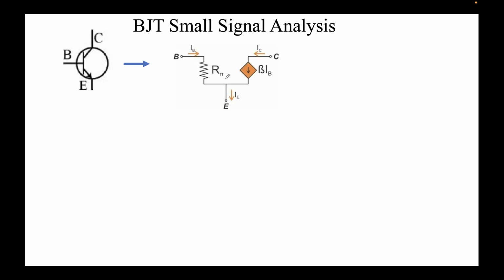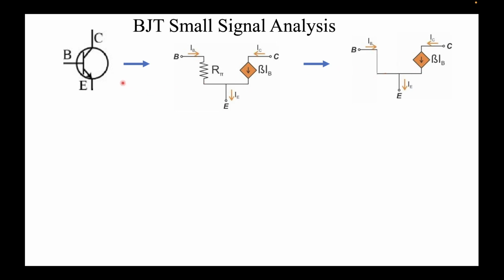Now in the question it was given that we can neglect the emitter diode resistance. This means that we can effectively ignore this resistance R pi here. By ignoring, I mean we assume this to be 0. So effectively our BJT for small signal analysis can be converted to this. We have assumed R pi equal to 0. So this is the circuit that we finally get.